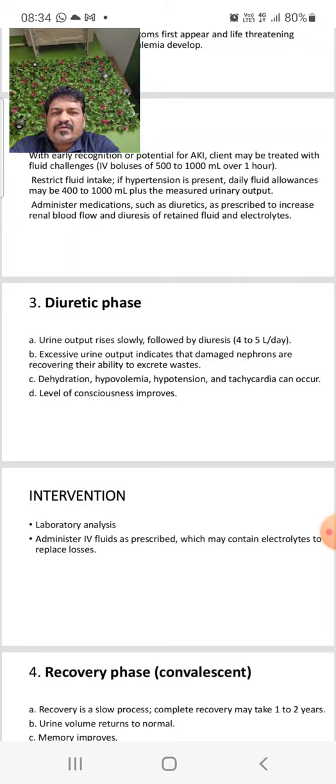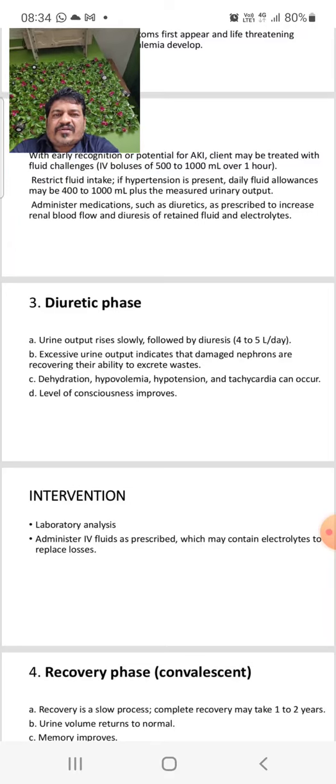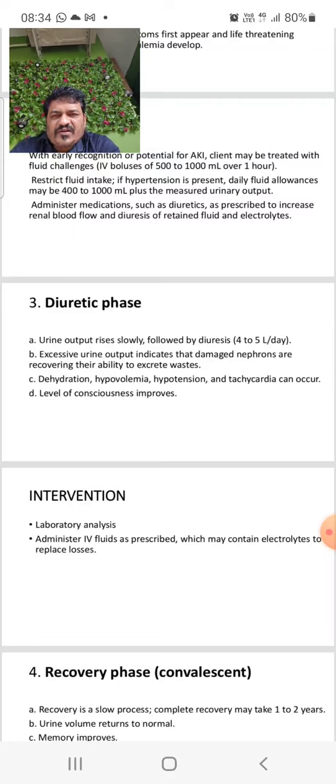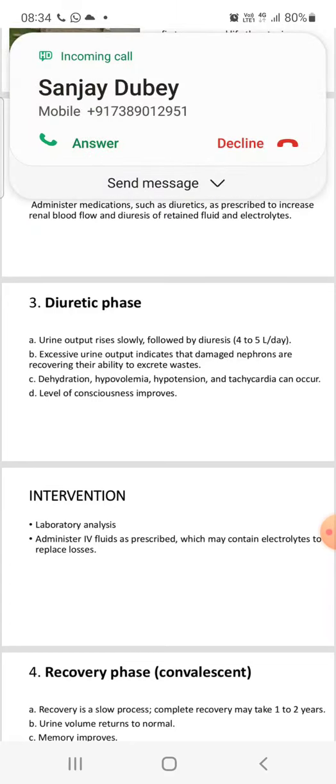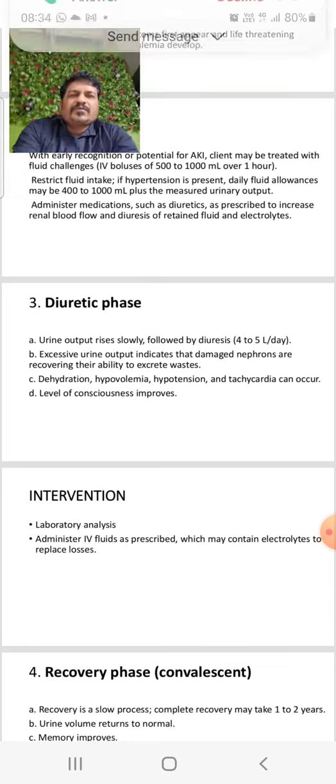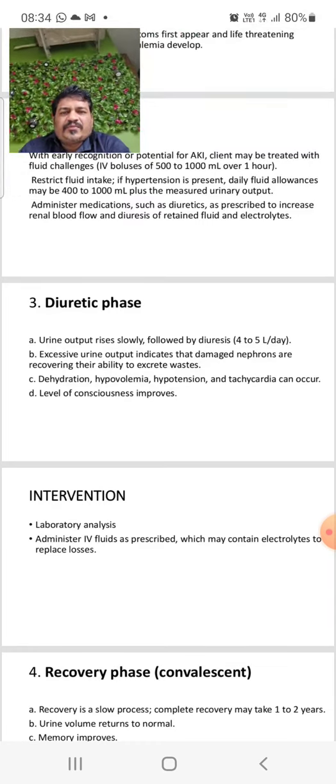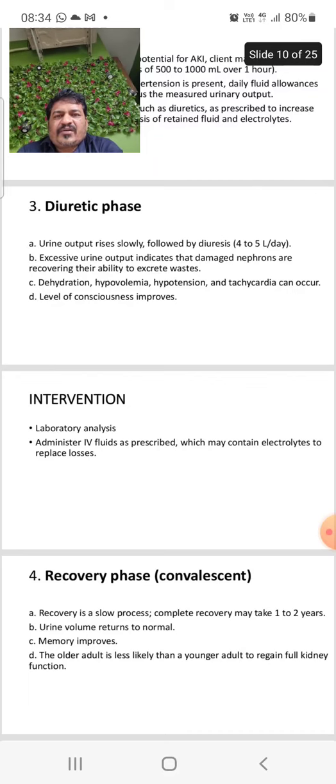Third, another thing is that dehydration, hypovolemia, hypotension, and tachycardia can occur. Level of consciousness is improved. This we are getting in the diuretic phase, which means urine output rises slowly to more than 4 to 5 liters per day, and the level of consciousness will also improve. Intervention: laboratory analysis.